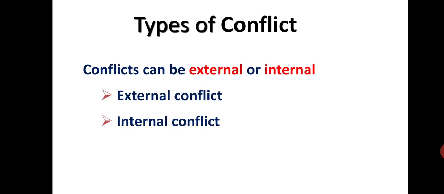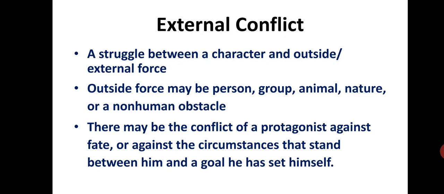See, we can classify conflict into two broad categories. One is external conflict and the other one is internal conflict. A struggle between a character and outside external forces can be called the external conflict. What is external conflict? It is the conflict between outside forces and a character, and specifically the protagonist. The outside force may be a person, group, animal, nature, or a non-human obstacle also.